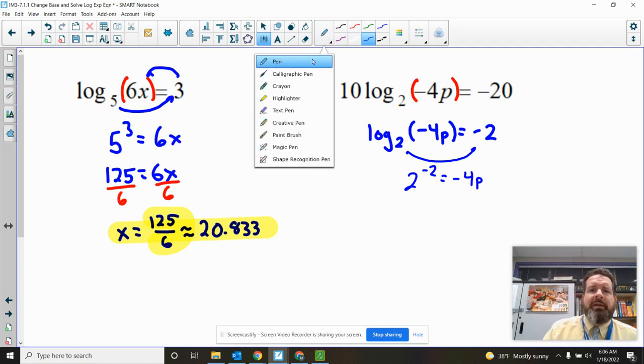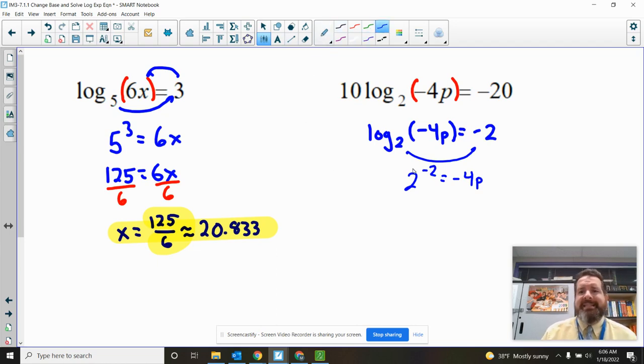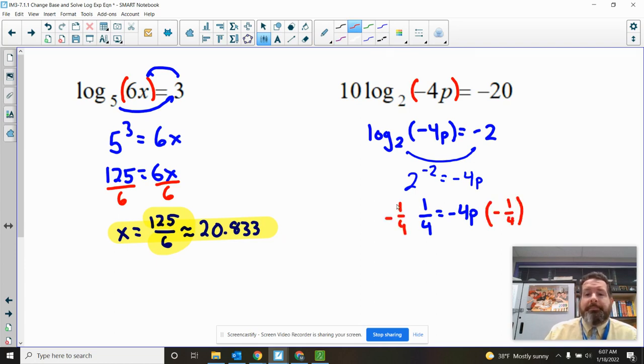Now here you got some choices as to what's easiest. You can turn this into a decimal. You can turn this into a fraction. Just know that 2 to the second is 4. So 2 to the negative second is 4 reciprocated. So 1 over 4 equals negative 4p. Now, to get the p by itself, divide by negative 4. That's the same as, and I need you to know this, that's the same as multiplying by negative 1 over 4. Those reduce, you still get the p by itself.